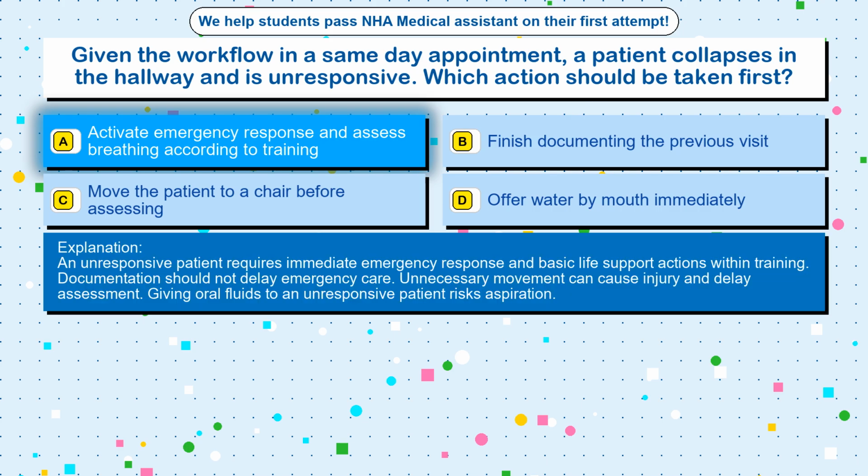An unresponsive patient requires immediate emergency response and basic life support actions within training. Documentation should not delay emergency care. Unnecessary movement can cause injury and delay assessment. Giving oral fluids to an unresponsive patient risks aspiration.